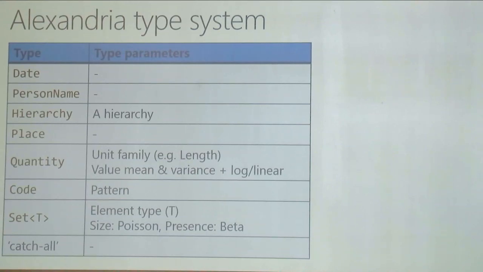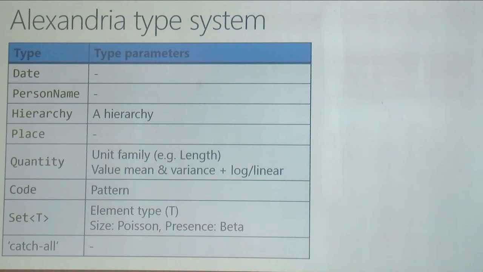So we've talked about properties having types. The Alexandria type system is a small set of types in which we build the knowledge for different types of entities. Here you see the first column, which you can think of as the type family. Now the types in Alexandria are parameterized. For example, the quantity type is parameterized by a unit family, and you can specify a mean and variance for the values of this quantity. The code type, think zip code or ISBN or GUID or something like that, is parameterized by a regular expression type pattern. And so that's the type system.